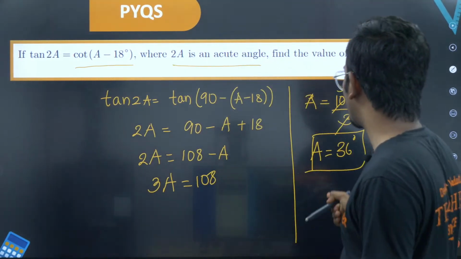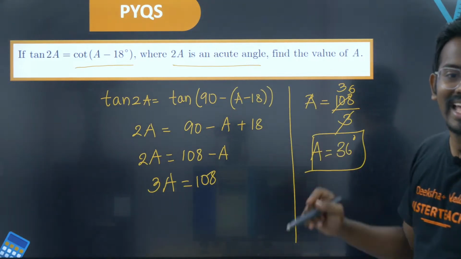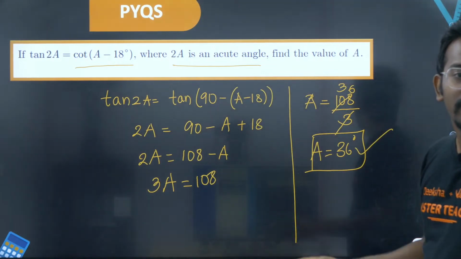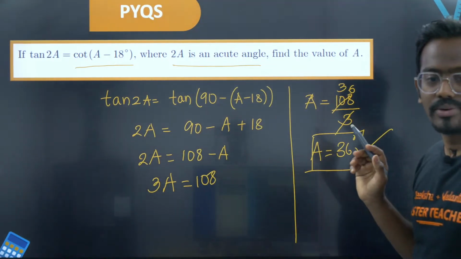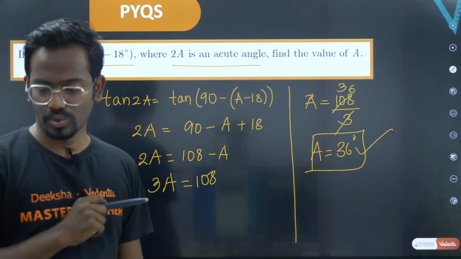See, 2a is acute angle. Check whether 2a is acute angle. So 2 times of 36 is 72, still an acute angle. So clearly whatever the answer that I've got is correct. So the final answer is basically a is equal to 36. Harshavardhan is the first person to get it right. Well done, Harshavardhan. Super proud of you.